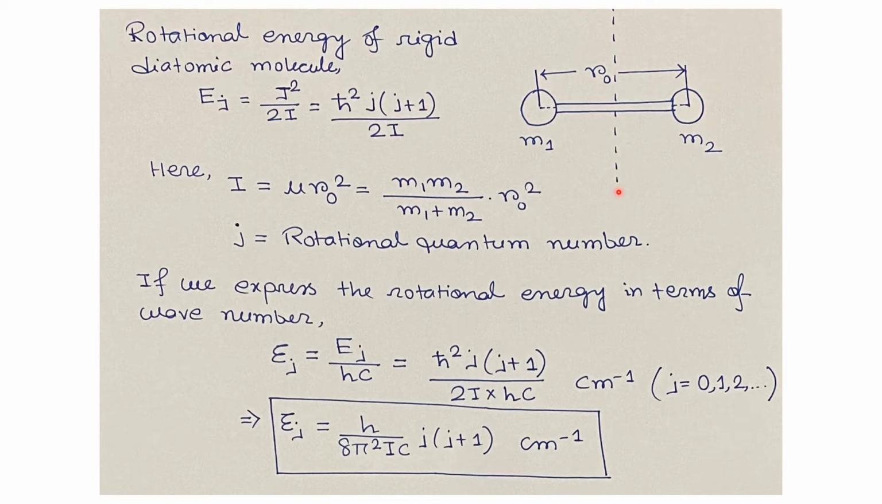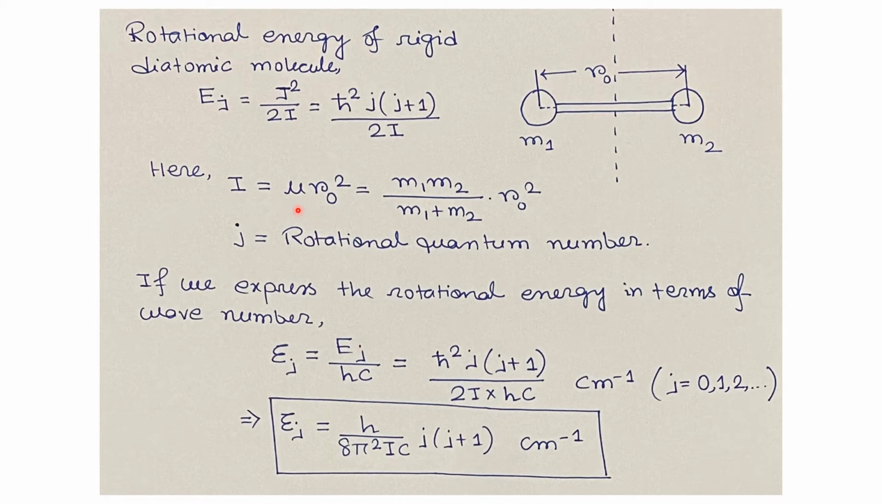In such a case, the rotational energy levels of the rigid diatomic molecule in quantum mechanics are given by Ej equals J square by 2I. Here J refers to the total angular momentum of the rigid diatomic molecule. So the eigenenergy of this system will be Ej equals h cut square times J into J plus 1 divided by 2I. Here I equals mu r0 square.